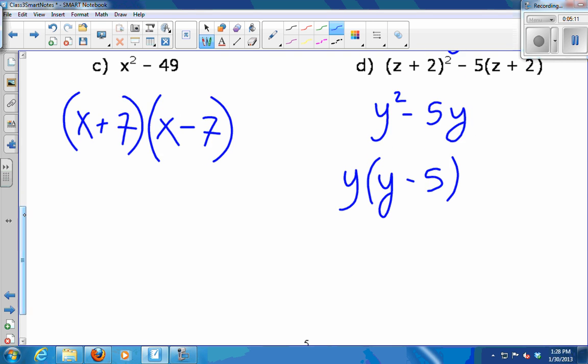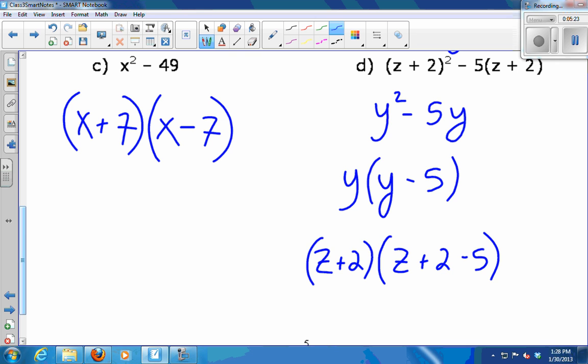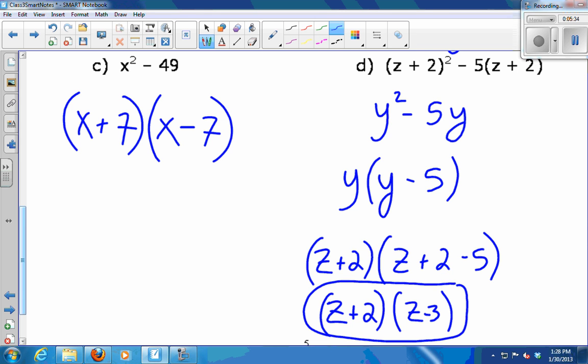Then you go back and replace your y's with z plus 2's. So instead of a y, I have a z plus 2. And instead of y minus 5, I have z plus 2 minus 5, which is z minus 3. Yep, so we have z plus 2 times z minus 3. Now that is not the only way to solve this problem. I saw several other people doing it a different way, which is totally okay. I just wanted to show you this new little trick.